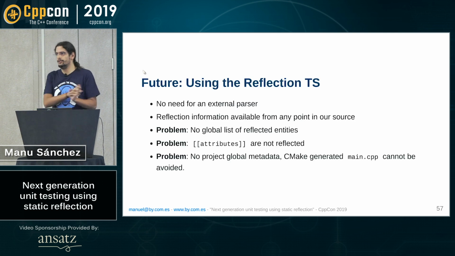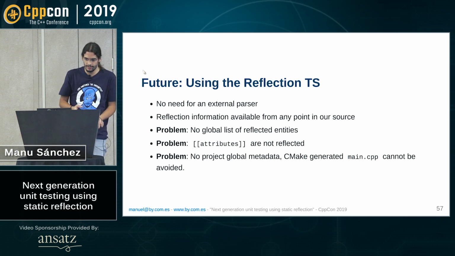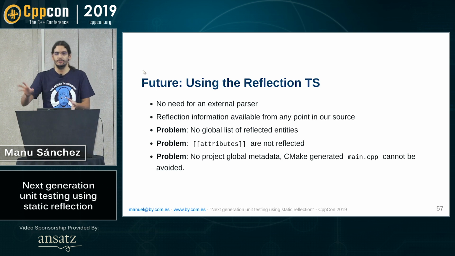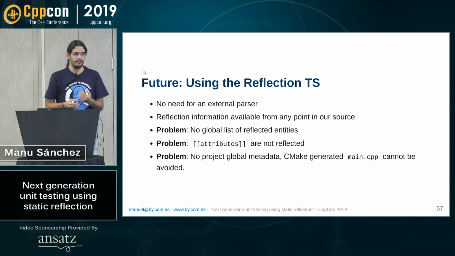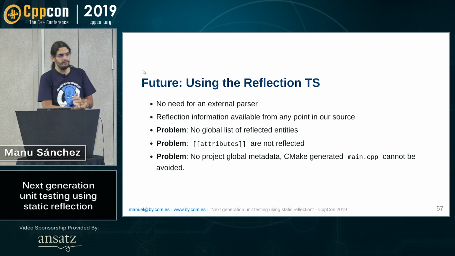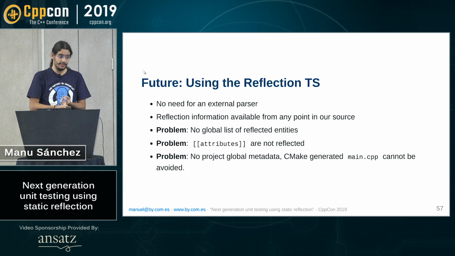It's true that you no longer need an external parser and code generation tool because reflection is directly implemented by the language. It's true that you don't need any tricks like including some file in some order in order to get the reflection metadata. It's true, but you have no global reflection information, okay? You have no reflection of C++ attributes, and you have no global project metadata. This is the same problem as with tinyrefl, so we can implement the same CMake trick, okay?